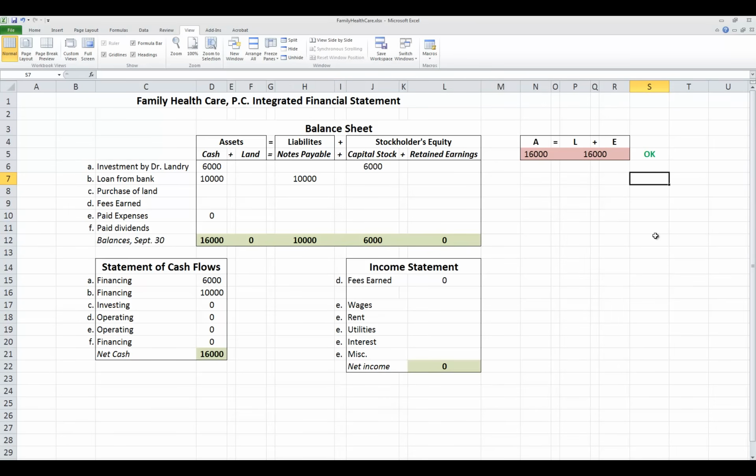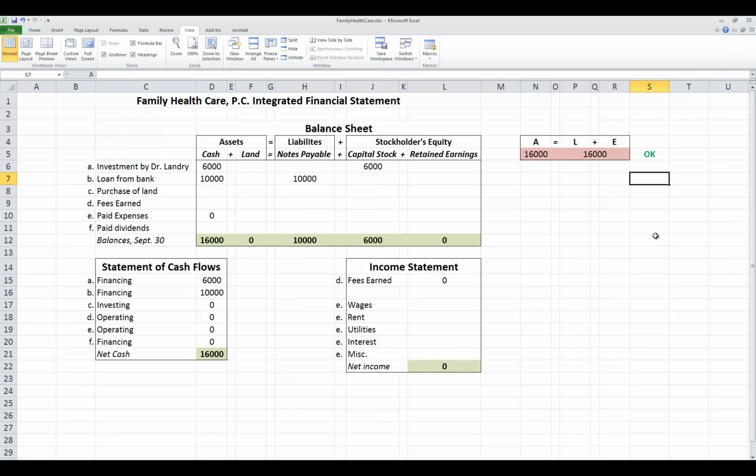All right, so let's look at our check over there on the right-hand side. So 16,000, 16,000. We're green, we're okay over there. Now let's go ahead and look down at our cash flows. And again, the loan from the bank, which is transaction B, is a financing transaction. So in statement of cash flows under B, we have a financing activity, and that is a cash inflow of $10,000. So again, those two are tied together, balance sheet and cash flows.